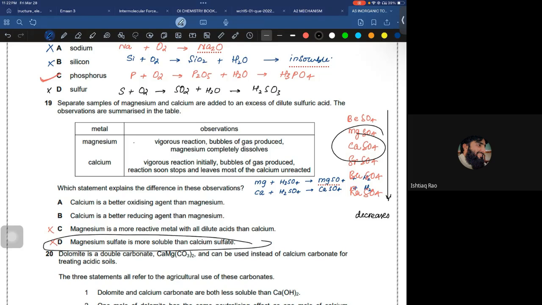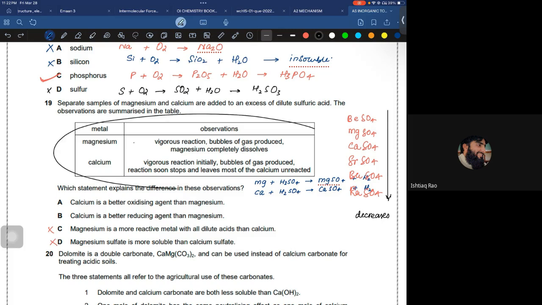They have written, which statement explains the difference in these observations. They have the same observation. Mostly they have the same observation. So this statement is correct, but not related to this question, not explaining it in a better manner. That's why option D is incorrect. So we have filtered two options, that is C and D. Now we have to decide between A and B.